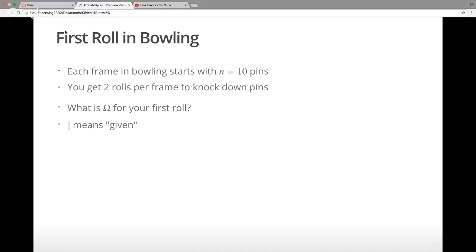Also, we're going to use a lot over the course of the semester the vertical bar. This is read in English as given. So, probability of something given that something else is true. Even though we use this symbol in R, it means or. On slides, it means given.